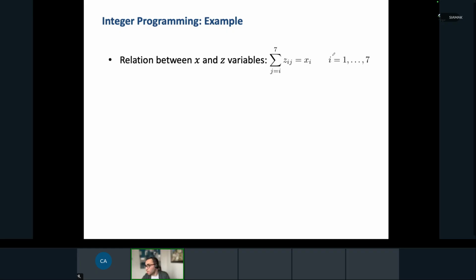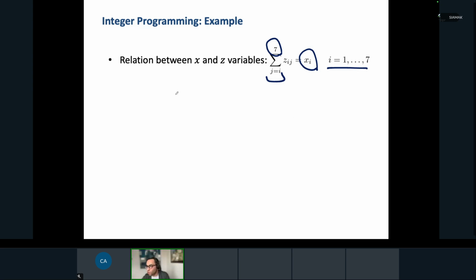It's one example. As you see here, we have summation of Zij, J starts from I to 7, equal to xi, and I goes from 1 to 7. If you write them in open form, how many different constraints will we have here? Write in the chat box for me. 7, right? When I is equal to 1, we have a constraint; when I is equal to 2, 3, 4, 5, 6, 7, also. I wrote only 6 as an example because it was easy.